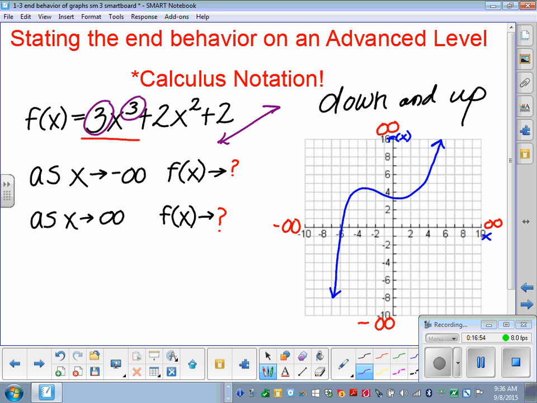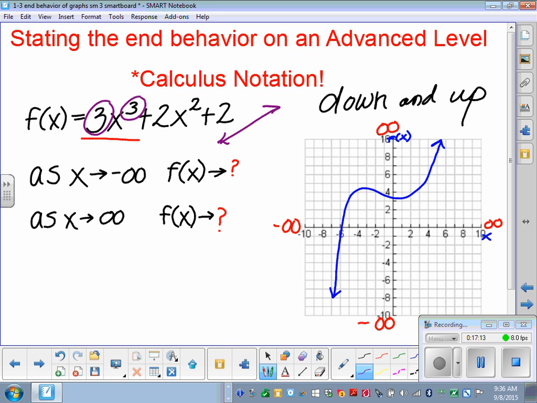So it says, as your x values are approaching negative infinity, what's your function approaching? I'm going to read that again. As your x values on your xy chart, as x is approaching negative infinity, as it's growing to negative infinity, your function is approaching what? Your function is growing to where?